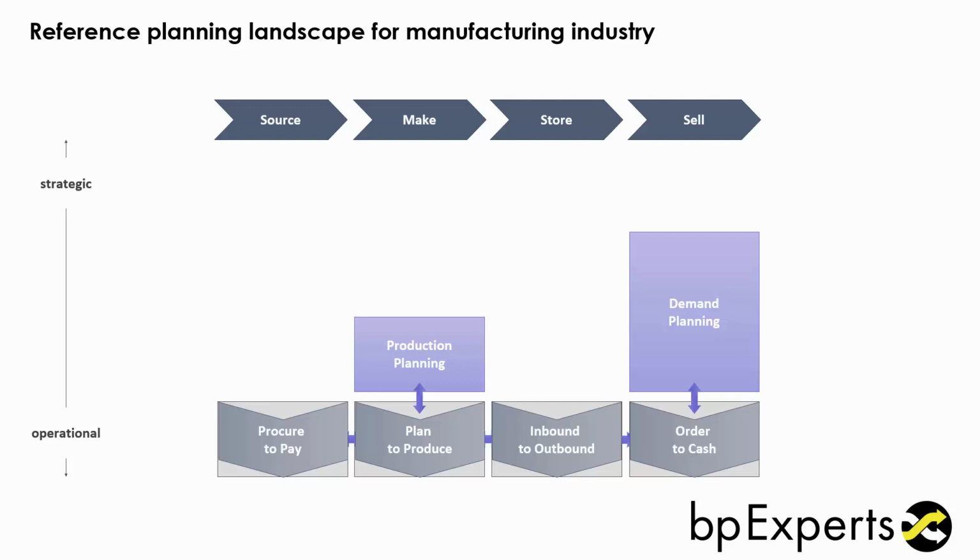After production planning has been conducted, a detailed scheduling, part of plan to produce, still needs to follow before start of actual production. Boundaries between production planning and detailed scheduling are often blurry and depend on the specific situation.